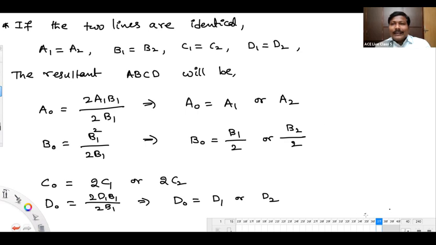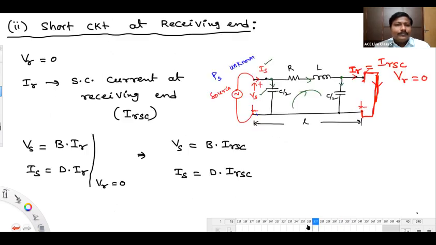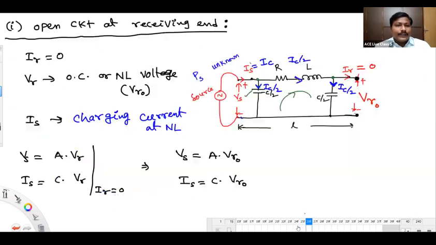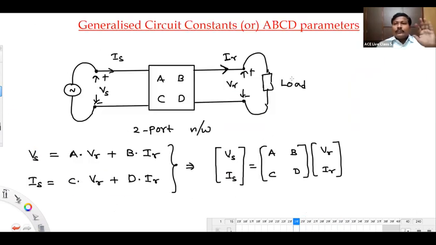Just check back to the ABCD parameters calculation what we have made here. Just see this from the beginning. This is the heading we have taken. We have written VS, IS equations like this, and in matrix form, we'll get like this.